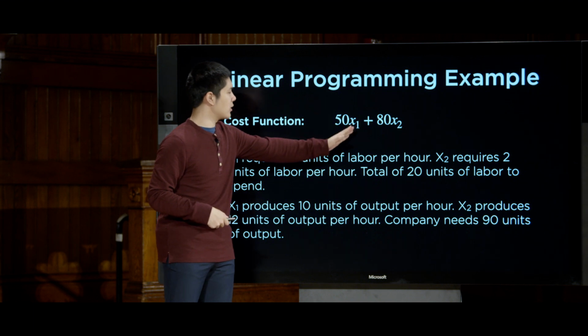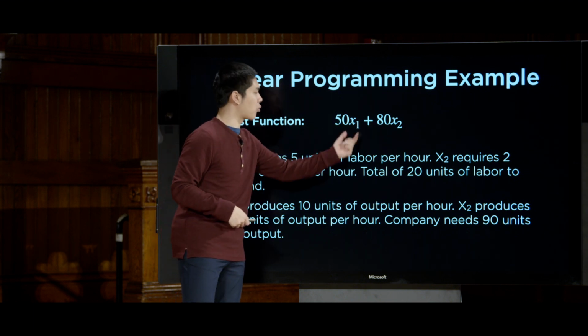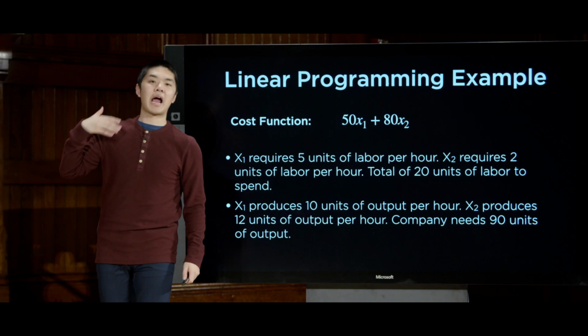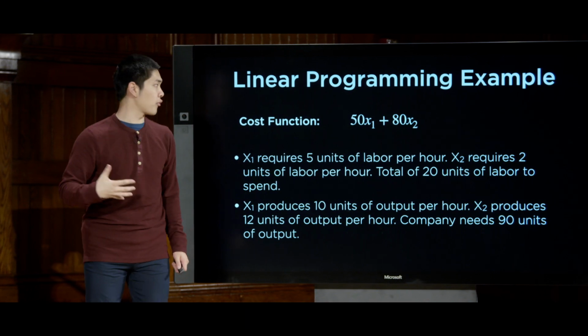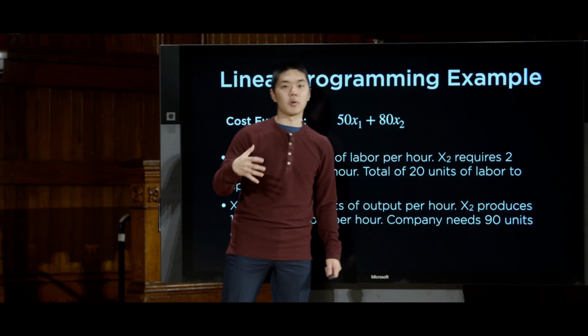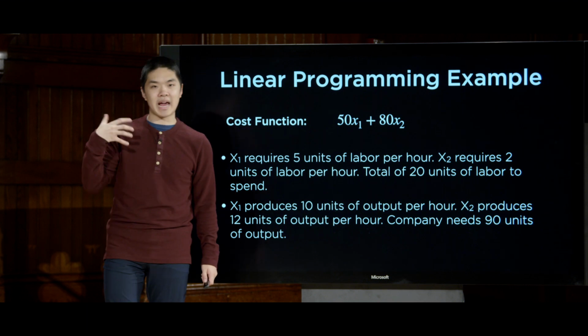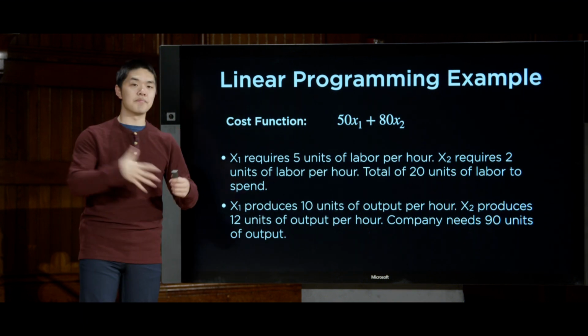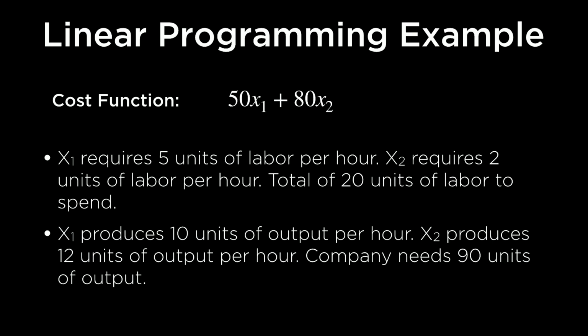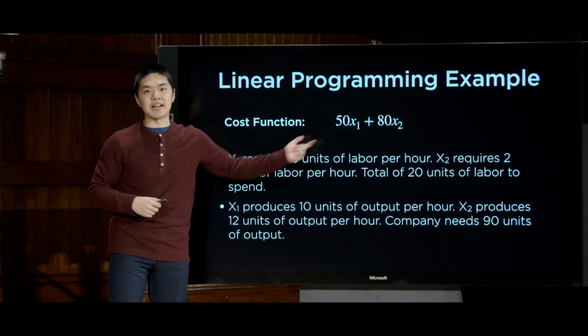50 times x1 plus 80 times x2, where x1 is going to be a variable representing how many hours we run machine x1 for. x2 is going to be a variable representing how many hours we are running machine x2 for. And what we're trying to minimize is this cost function, which is just how much it costs to run each of these machines per hour, summed up. This is an example of a linear equation, just some combination of these variables plus coefficients that are placed in front of them. And I would like to minimize that total value.